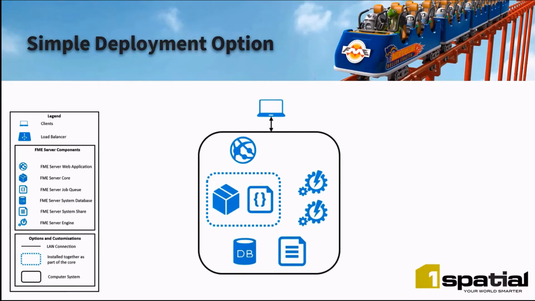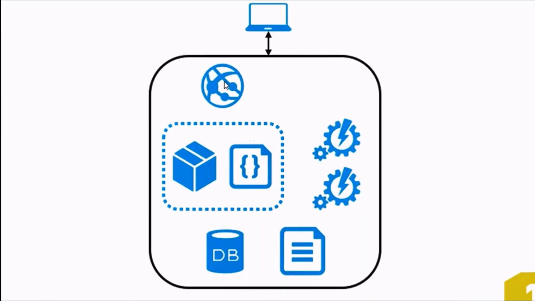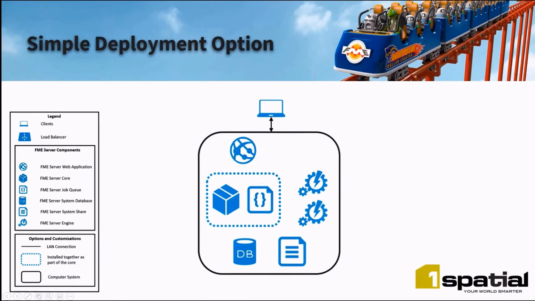In this first example, we can see that it's a very simple deployment where all the FME Server components are located on the same machine. We've got the FME Server web application here, the FME Server core and job queue, the FME Server system database, the FME Server system share, and also the FME Server engines. This kind of deployment is typical of an FME Server Express installation, which incidentally is now also an option for FME Desktop 2021. An Express installation is making it simpler than before to get up and running with FME Desktop, and is consistent with the approach with FME Server.